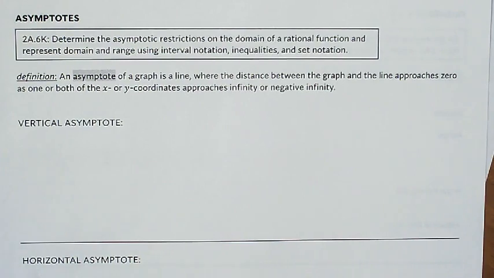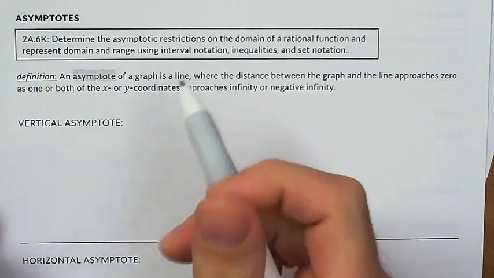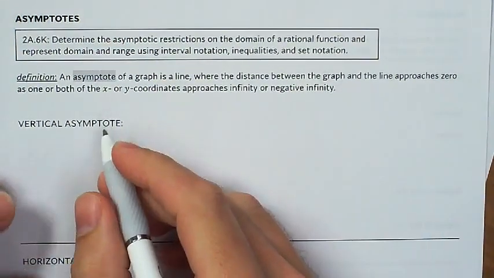All right, so now let's define what we mean by these asymptotes. An asymptote of a graph is a line where the distance between the graph and the line approaches 0 as one or both of the x or y coordinates approaches infinity or negative infinity. So it's something that we're getting arbitrarily close to the farther the graph goes in some direction. We've seen this a couple of times, but that's going to be our definition.